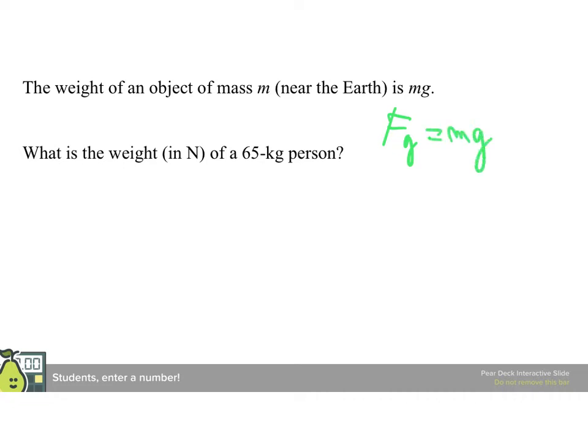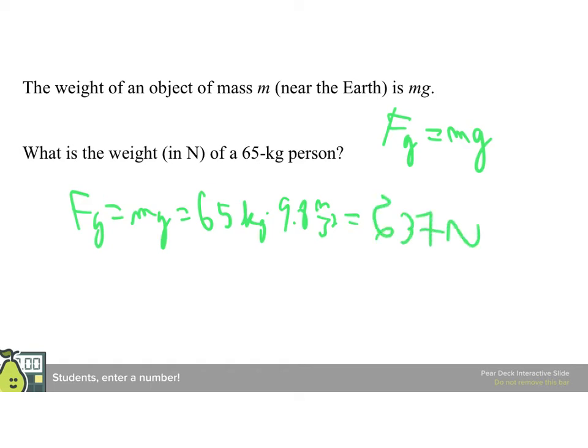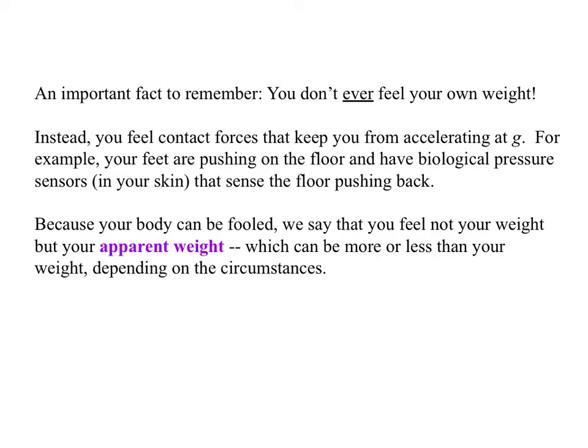So what is the weight in newtons of a 65 kilogram person? We would say Fg is m times g, which is 65 kilograms times 9.8 meters per second squared, or 637 newtons. An important fact to remember, you don't ever feel your own weight. Instead, you feel the contact forces that keep you from accelerating at g.